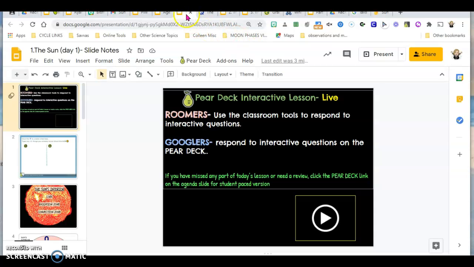In our Pear Deck lesson, we have new terms that we're using. Roomers are the students that are presently in the class, and they are interacting with the Googlers, who are the students that are online on their computers. The roomers are going to use the classroom tools I provide, and the Googlers are going to respond to the questions right on their Pear Deck. Again, if you missed any part of that lesson live today, interacting with your class, then you should click the Pear Deck link that's found in your agenda.